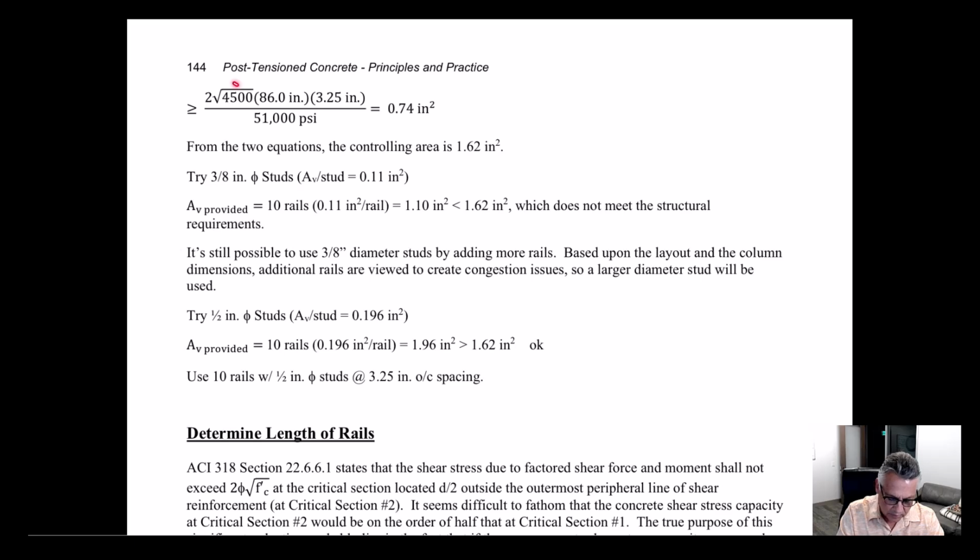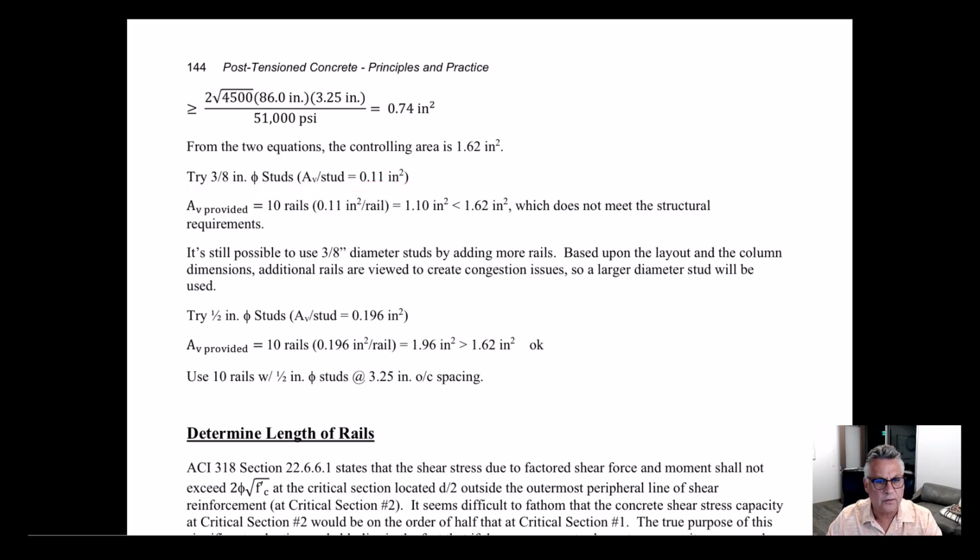And that has to be greater than this equation. And it's greater. 1.62 is greater than this. This one's not governing. So, okay, 1.62 is the answer. We will try 3/8 inch studs.